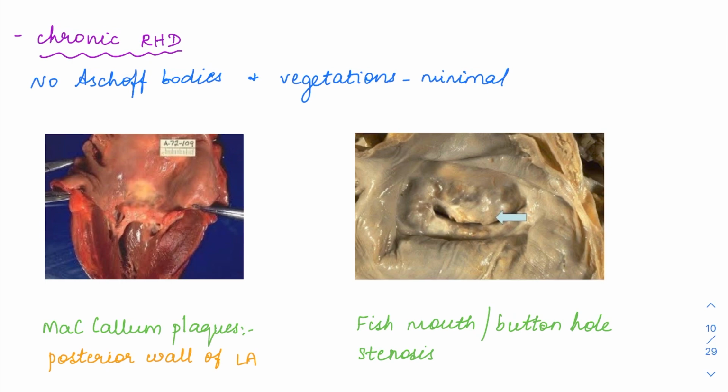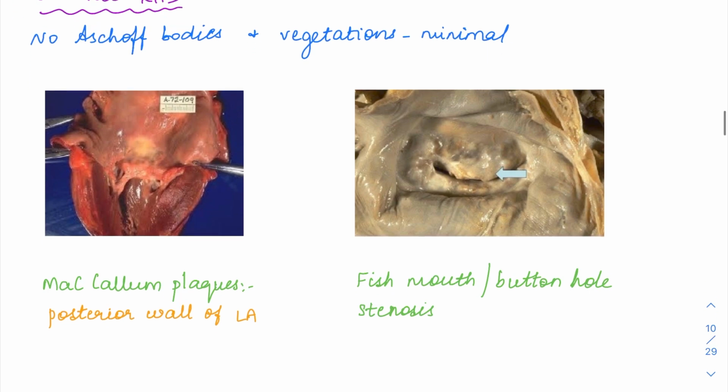In chronic RHD, we don't see any of these Aschoff bodies or vegetations. Remember, Aschoff bodies and vegetations are not a feature of chronic RHD. They are features of acute RHD. So in chronic RHD, what will you see? Like I mentioned, any kind of chronic disease will result in fibrosis. So because of these vegetations, the valves will be damaged and they'll undergo fibrosis.